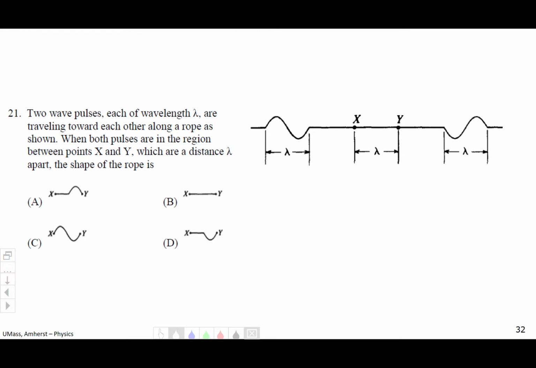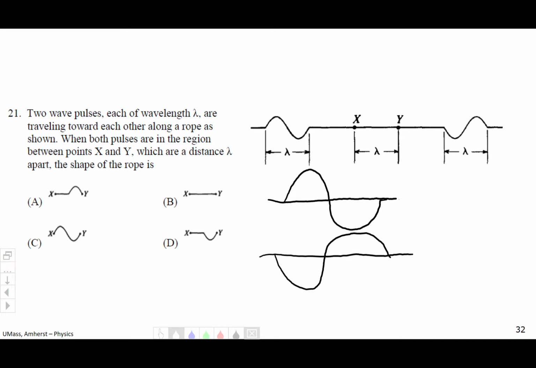So my strategy for this is always to put them right on top of each other and just figure out what's going on. So let's draw the one on the left here. That's a good representation there. And then let's draw the one on the right. Go down, up. All right, pretty good. Let's add them together. So let's take this first point. 0 and 0 gives us 0. Great.